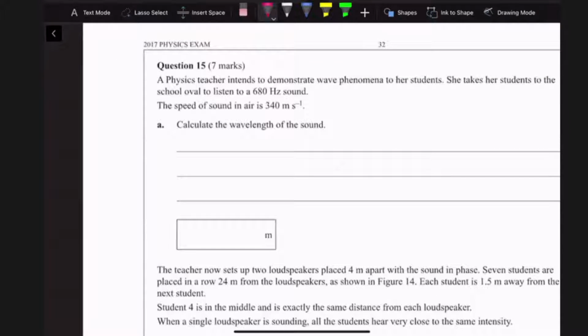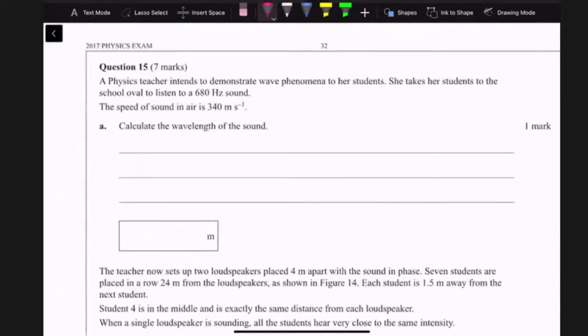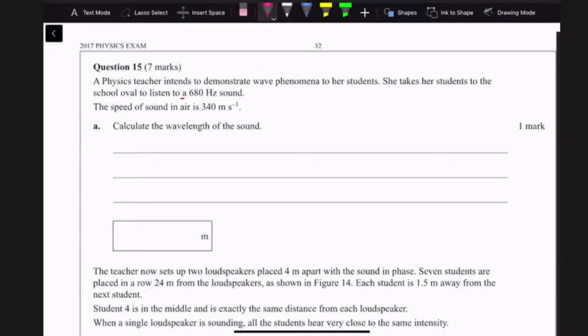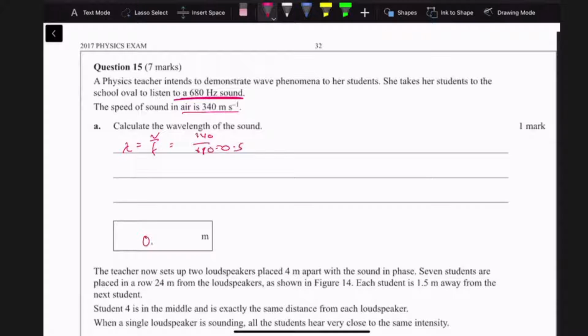So now we're doing some wave stuff. There's a sound wave at 680 hertz, and we're given the speed of sound. Calculate the wavelength. We're just going to use the wave equation. So lambda is v on f, which is 340 on 680, which is 0.5.